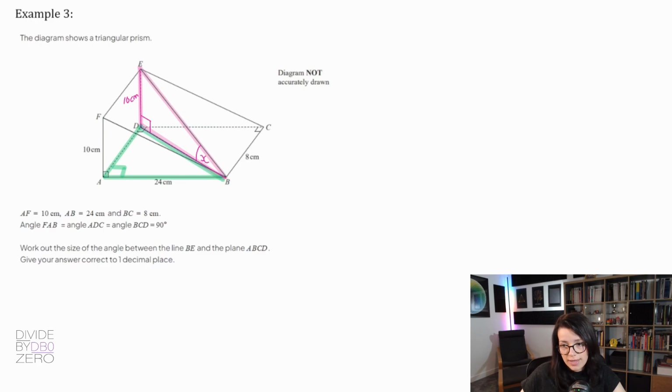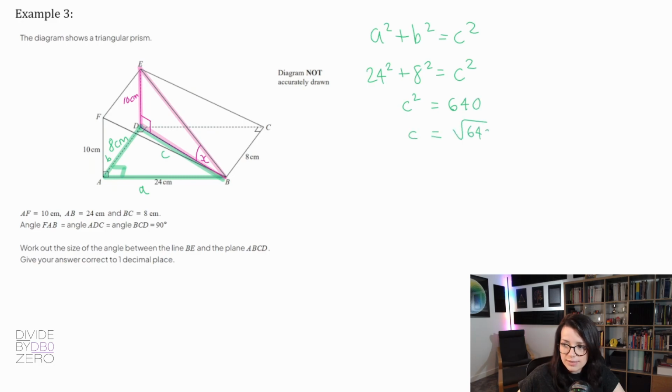So 24 here, 8 here. So we can go ahead and do A squared plus B squared equals C squared, where A is 24, B is 8, and C is the hypotenuse always. So 24 squared plus 8 squared equals C squared. This means C squared is equal to 640. So C is root 640, which is 8 root 10. So just going to pop that on, 8 root 10 there.